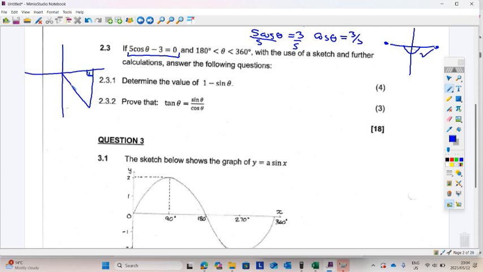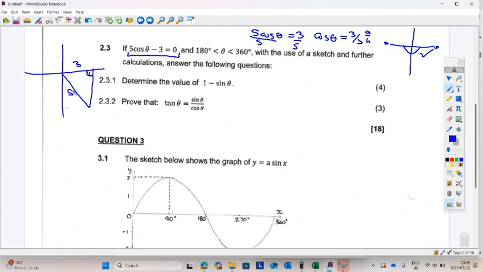And then in the fourth quadrant, there's a 90-degree angle there. This is our hypotenuse. Cos theta is equal to 3 over 5. That 3 over 5 is adjacent over hypotenuse. So our adjacent there is a 3. Our hypotenuse there is a 5.